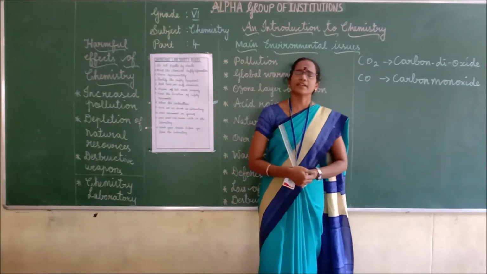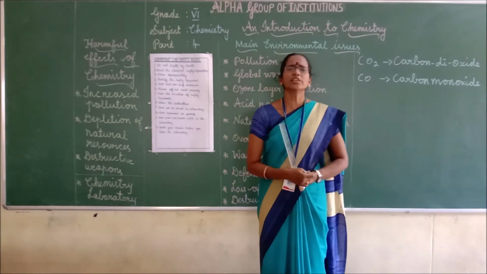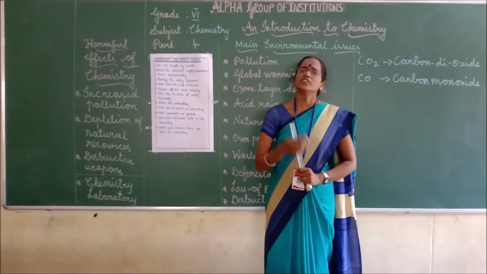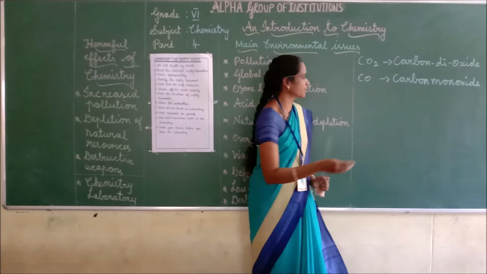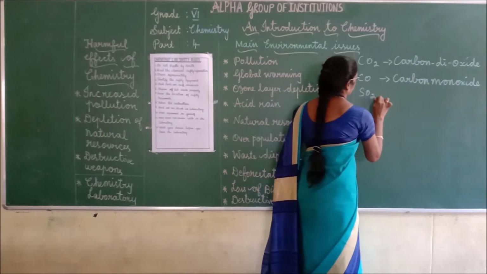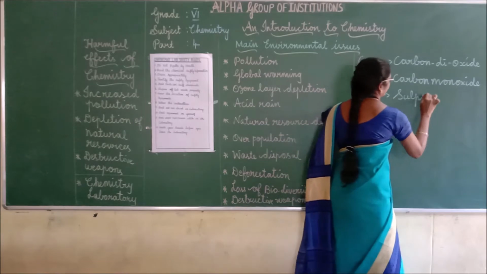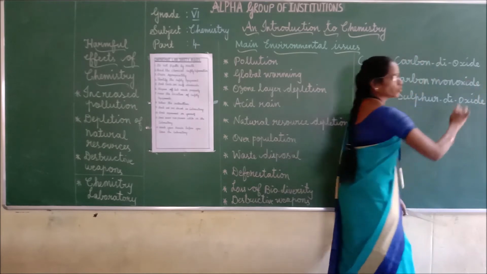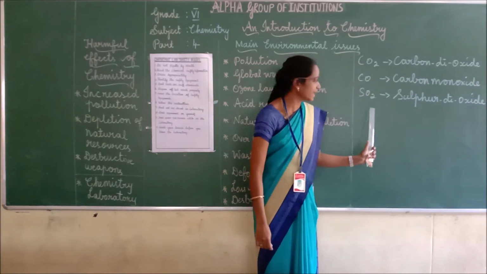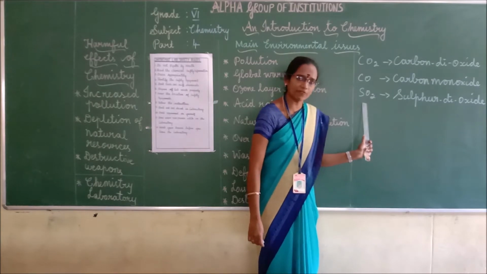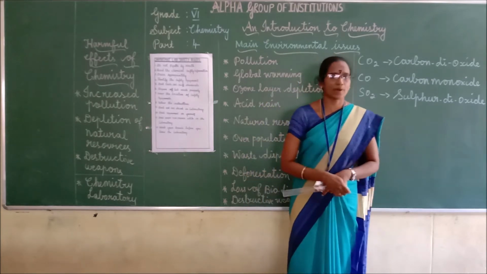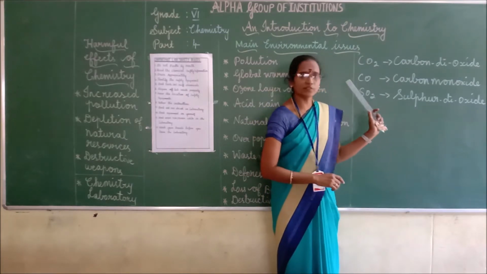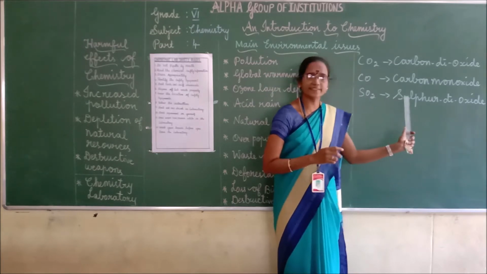Factories and industries emit harmful gases like sulfur dioxide, chlorine, and dust, which also add to air pollution. SO2 is nothing but sulfur dioxide, chlorine as well as dust particles. First we saw household purposes. Second one, factories and industries.